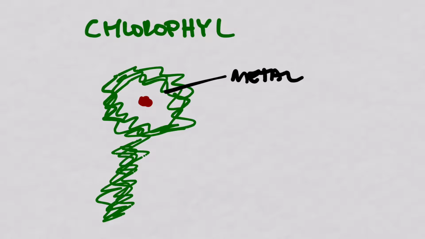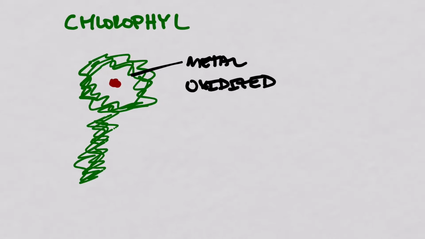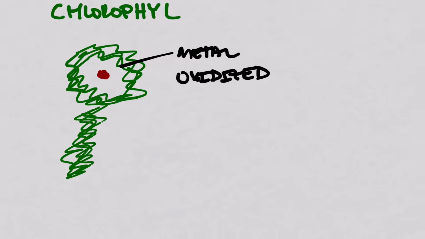So metals are very good at both gaining and losing electrons. As you all remember from chemistry, I'm sure, they're good at being both oxidized and reduced. When you lose an electron, that's oxidation. When you gain an electron, that's reduction. In the case of chlorophyll, this metal ion is really good at being oxidized, meaning it can easily give up an electron. So how does it give up that electron?